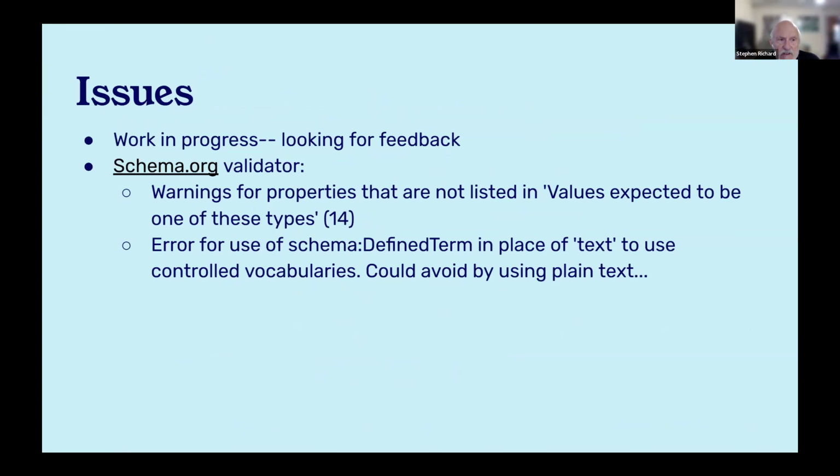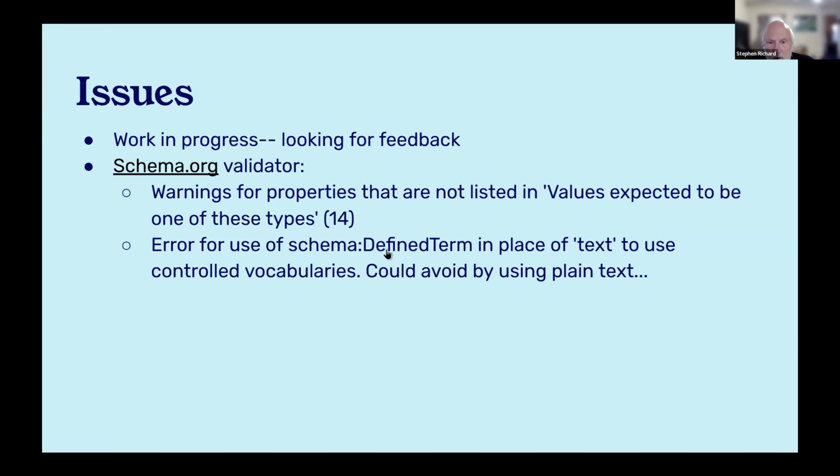And the other issues are, like I said, we try to make these things work with the schema.org validator. Right now, when you run the example through the validator, you get a bunch of warnings because we're using properties and values that aren't expected. And so there's a bunch of warnings, and generally I don't worry too much about the warnings.